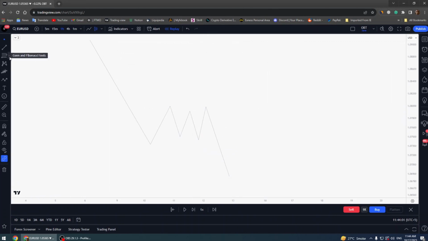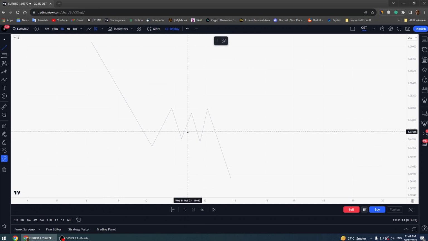entry. So what you're going to do in this period of time is wait for these mini structural breaks before making the most major structural break. So what do I mean by that? This is a lower low. But this is a low. And this is our lower.